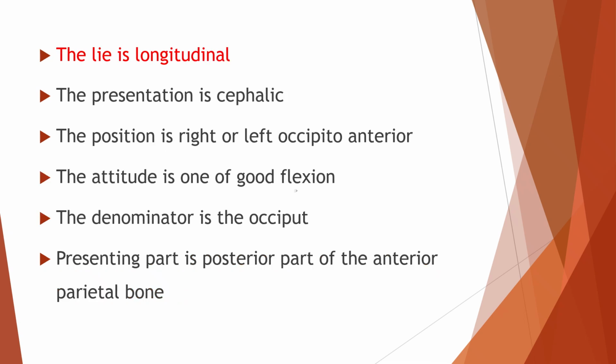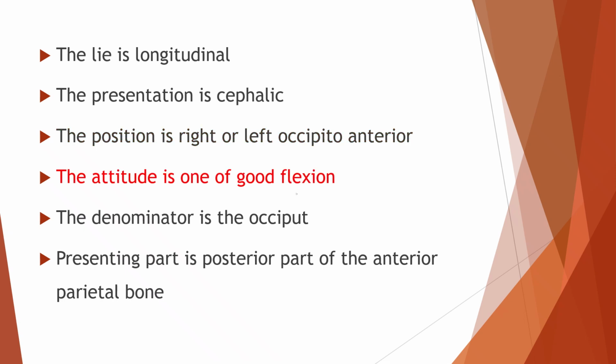Dear students, before discussing the steps of the mechanism of labor, we should also understand the typical conditions in which this mechanism occurs. Normally, the lie of the baby is longitudinal, which means the baby's body is aligned in the same direction as the mother's uterus. The presentation is cephalic, meaning the head of the baby comes first during delivery. The position is usually right or left occipito-anterior, which means the back of the baby's head is directed towards the front of the mother's pelvis.